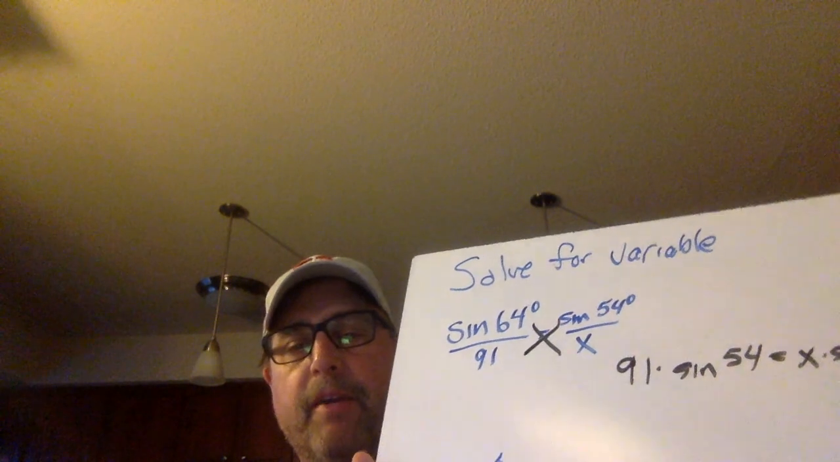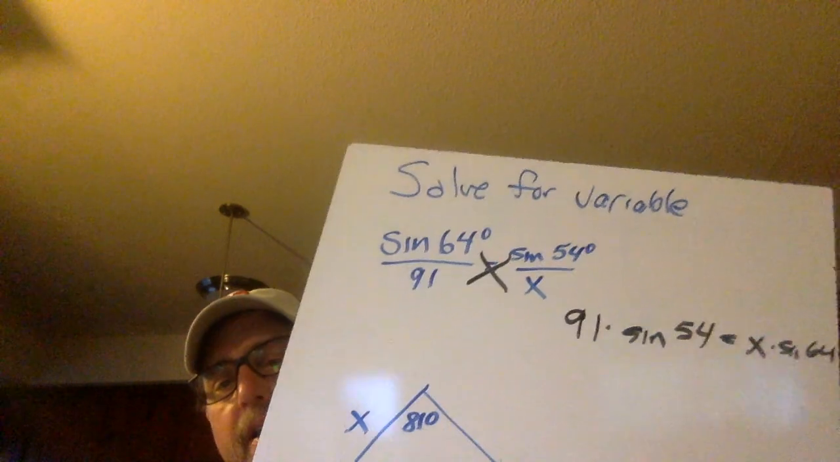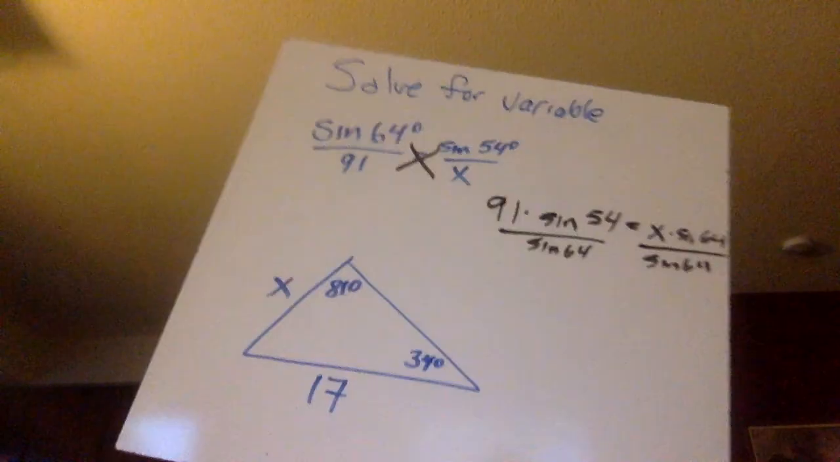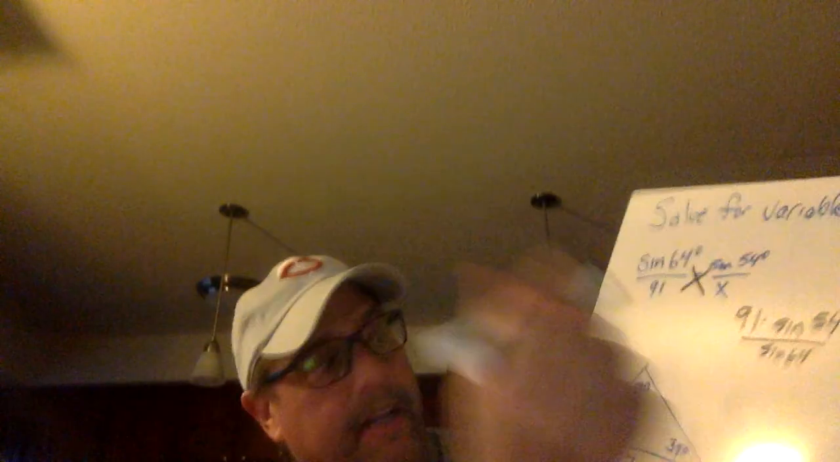Simply what we are going to do is cross products. 91 times the sine of 54 equals x times the sine of 64. Divide both sides by the sine of 64. Yes, a shortcut happens. You can take 91 times sine of 54 divided by 64.